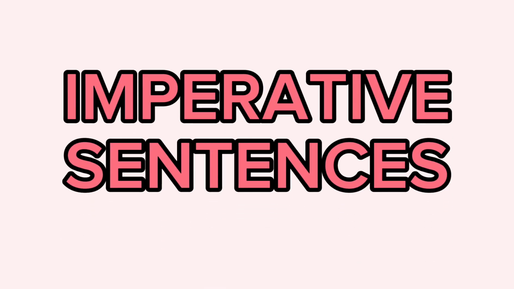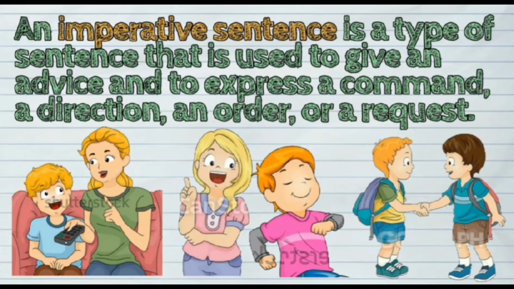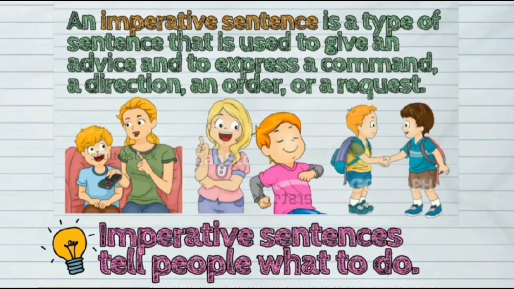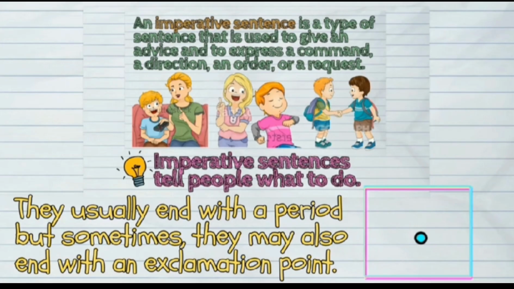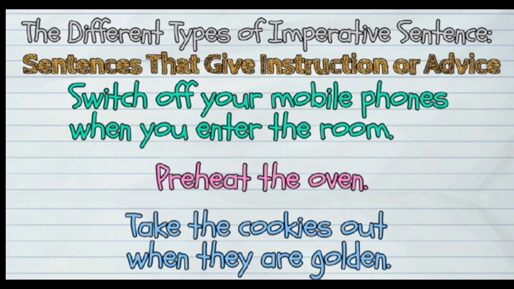Now, let us proceed with the imperative sentences. An imperative sentence is a type of sentence that is used to give advice and express a command, a direction, an order, or a request. So this type of sentence tells people what to do. Imperative sentences end with a period, but sometimes they may also end with an exclamation point. So there are different types of imperative sentences.